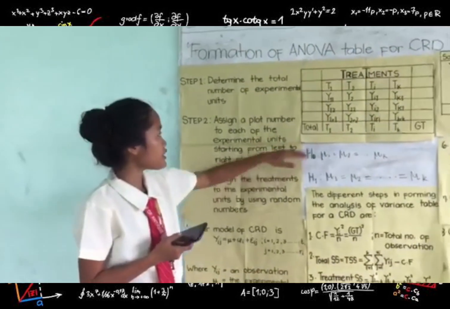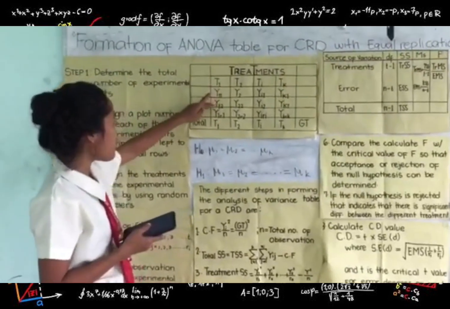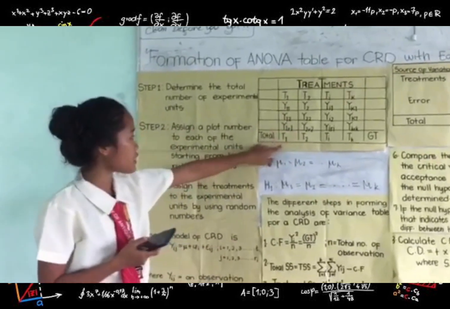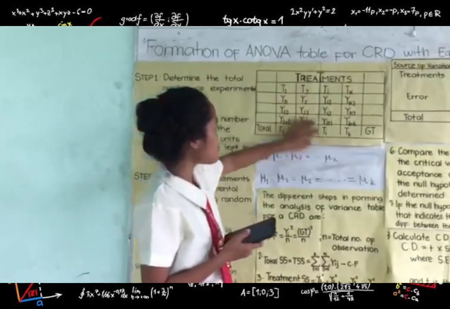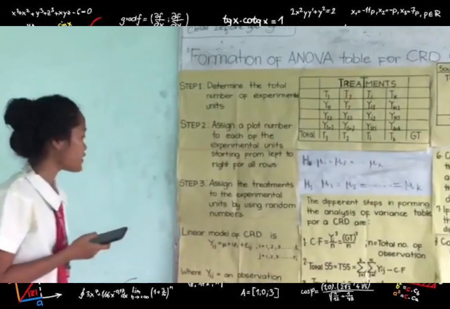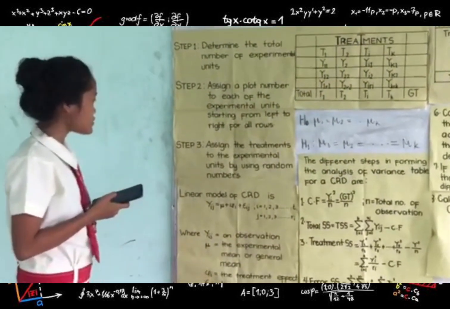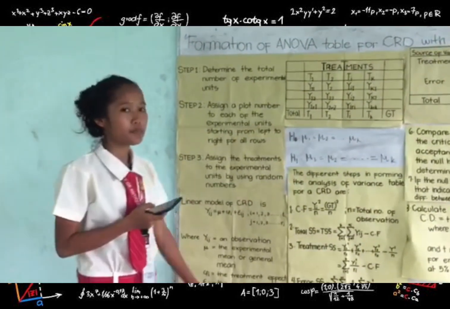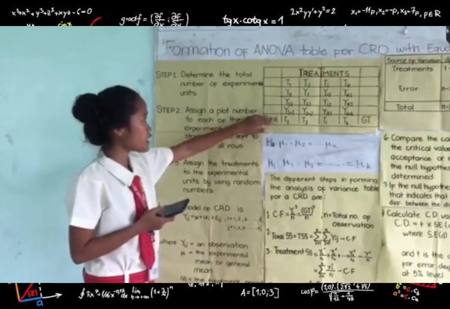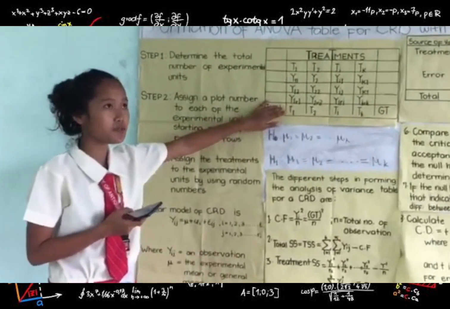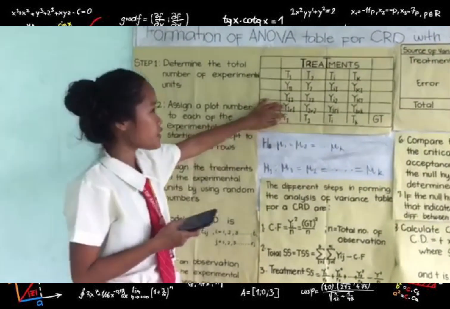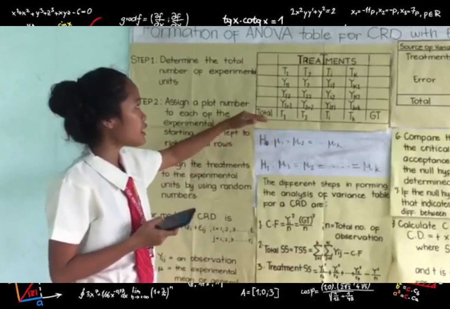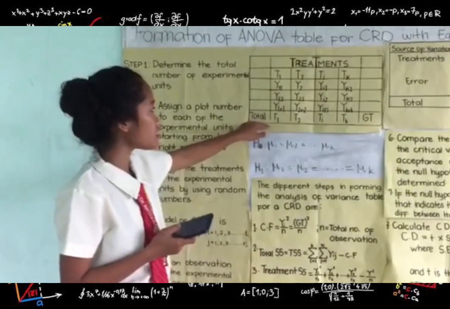for all rows. We have here for treatment 1, Y11, Y12, and so on, and for total we have treatment 1 total. The same goes for the next row. Next, for step 3, assign the treatments to the experimental units by using random numbers. So, we should not assign just whatever we like. We have to use the fishbowl method or another process that is applicable for mixing our treatments.